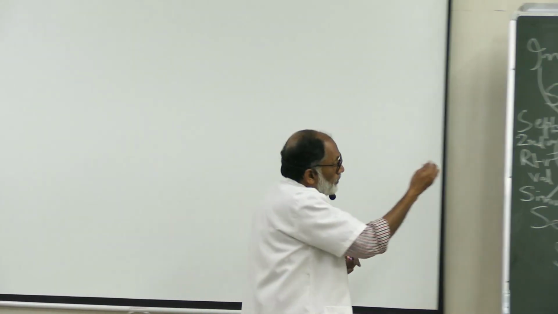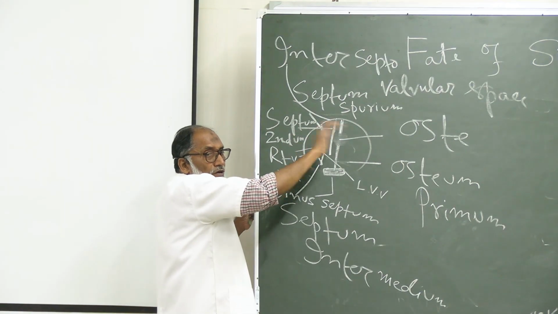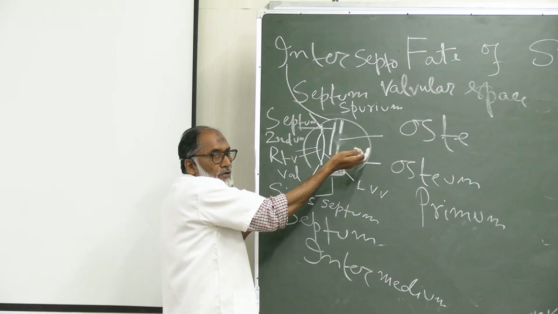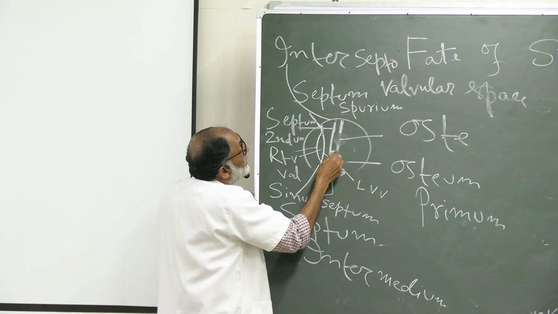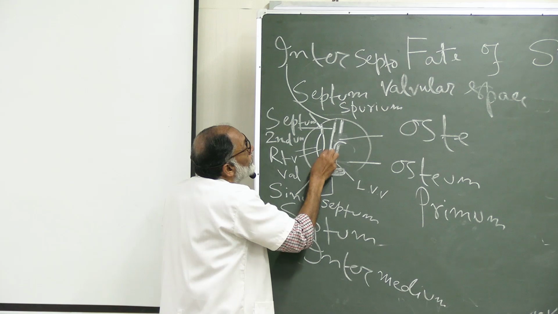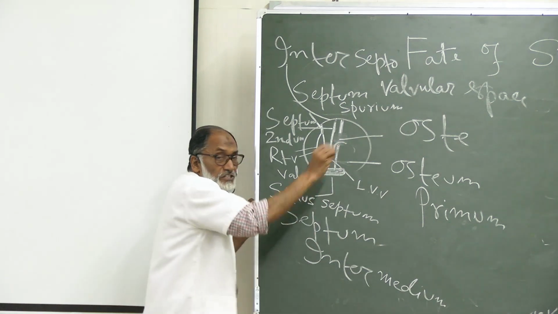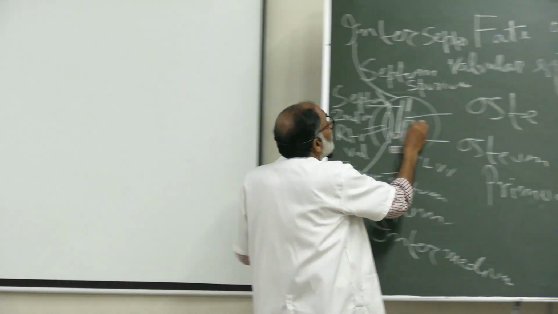Now, before its development, the connection was direct between the right and left halves. Because of this development, this opening has become oblique. This oblique passage is known as foramen ovale. Very important thing. This oblique passage is known as foramen ovale.